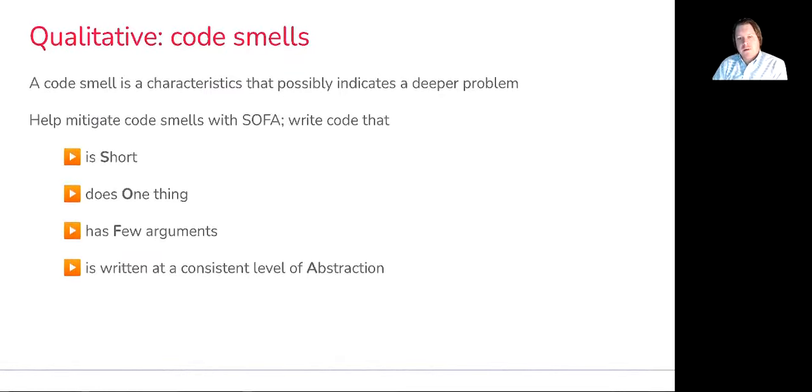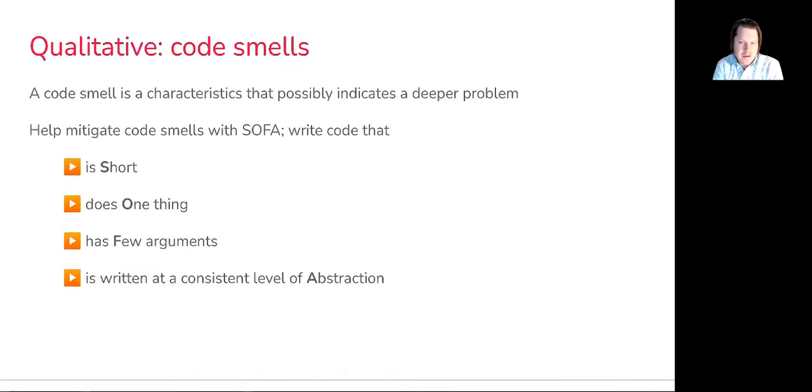Qualitative might be to look, as we're reviewing the code, for code smells. There are a number of different characteristic code smells, or things that suggest that there are deeper problems going on with some sort of block. They're suggestive in the sense that something could be going on here and it could require our attention. To help mitigate code smells, go ahead and write code that is SOFA, that is short, does one thing, has few arguments, and is written at a consistent level of abstraction.